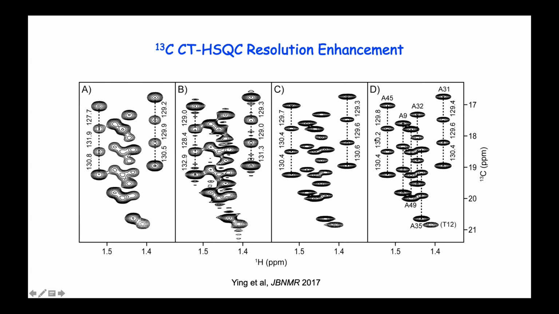And we try to make sure that the carbon dimension is coupled so that we get the quartet. It's a pattern of 3 to 1 to 1 to 3 for HSQC, not 1 to 3 to 3 to 1. So either we do 28 milliseconds or 56 milliseconds, but at 56 milliseconds, sometimes we lose a lot of signal.